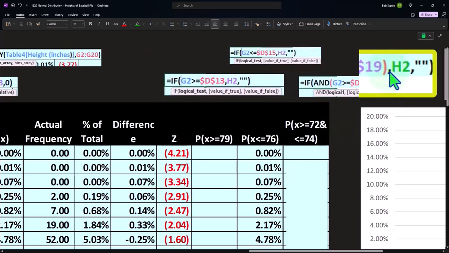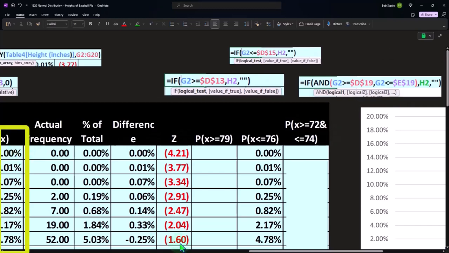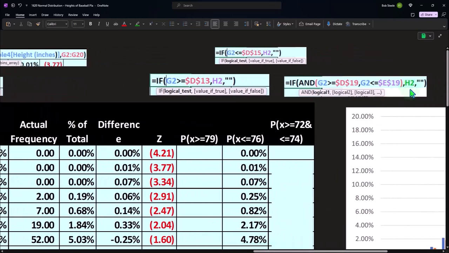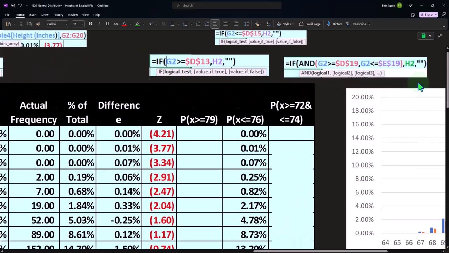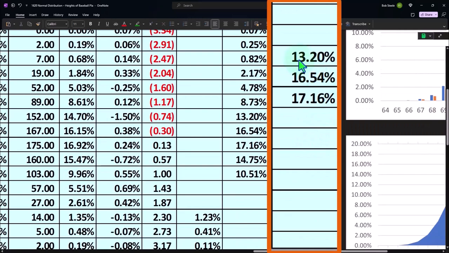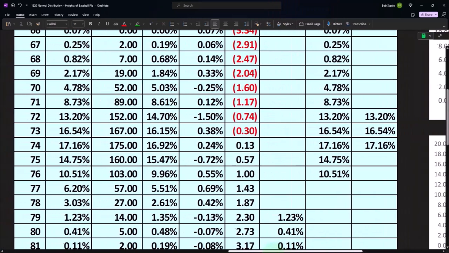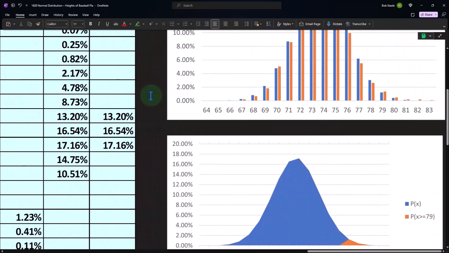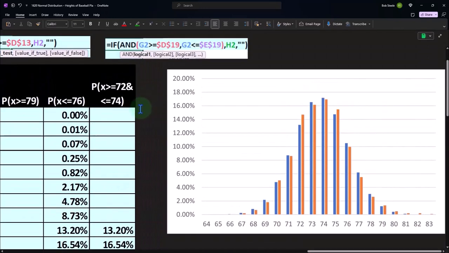Then what we want you to do is pick up the P of x. And if it's not true, then we want the double quotes. So it looks a little complicated, but if you practice it a few times, not too bad. So now it's picking up these ones right here, the only ones where we have our information from 72 to 74. And so then I could plot that. That's one way we can basically plot this.